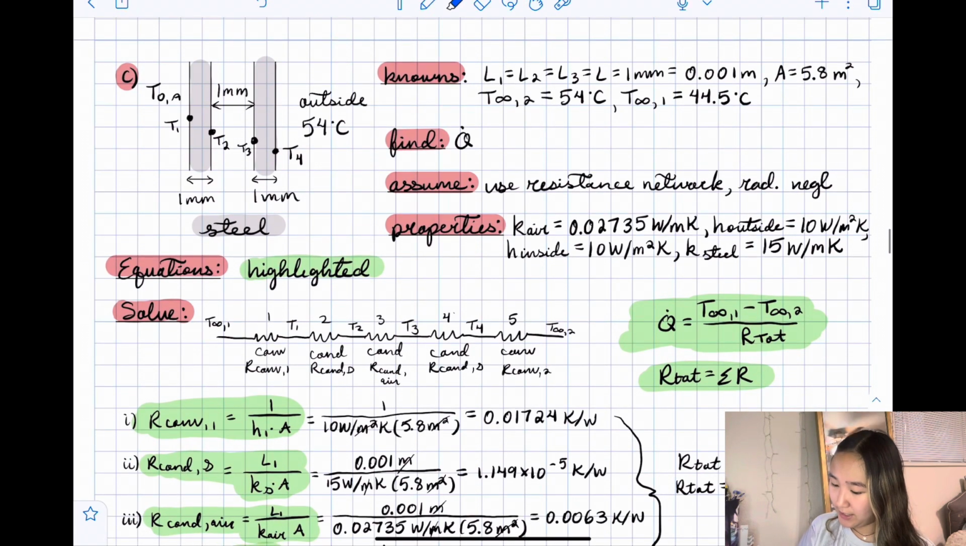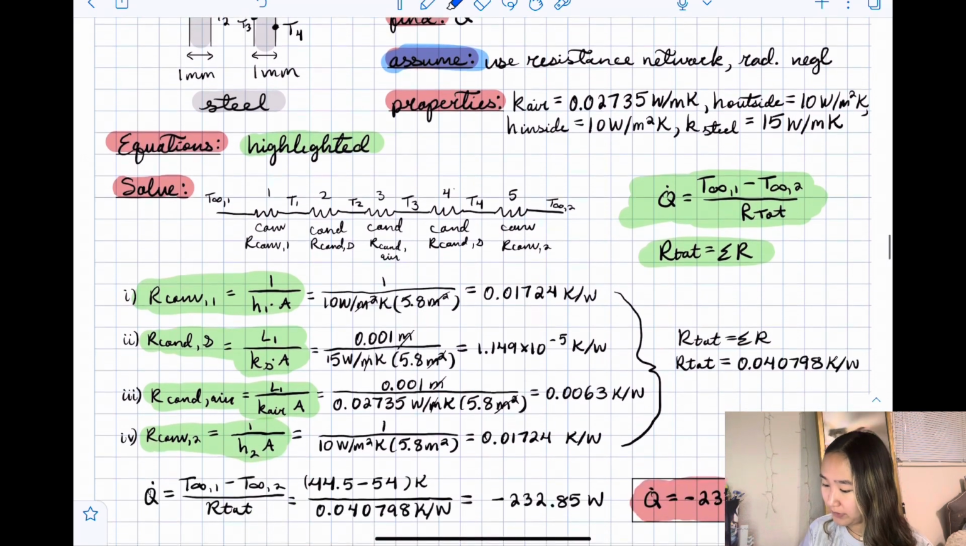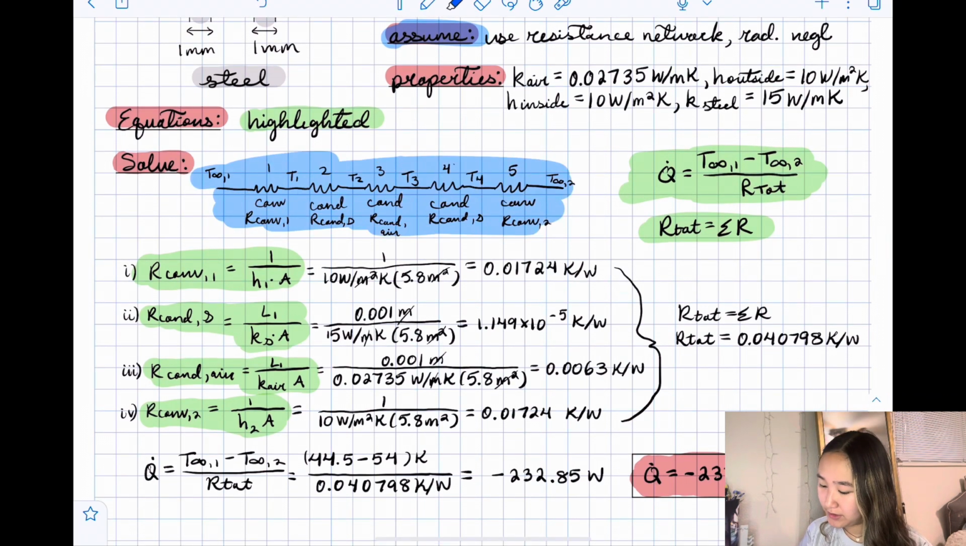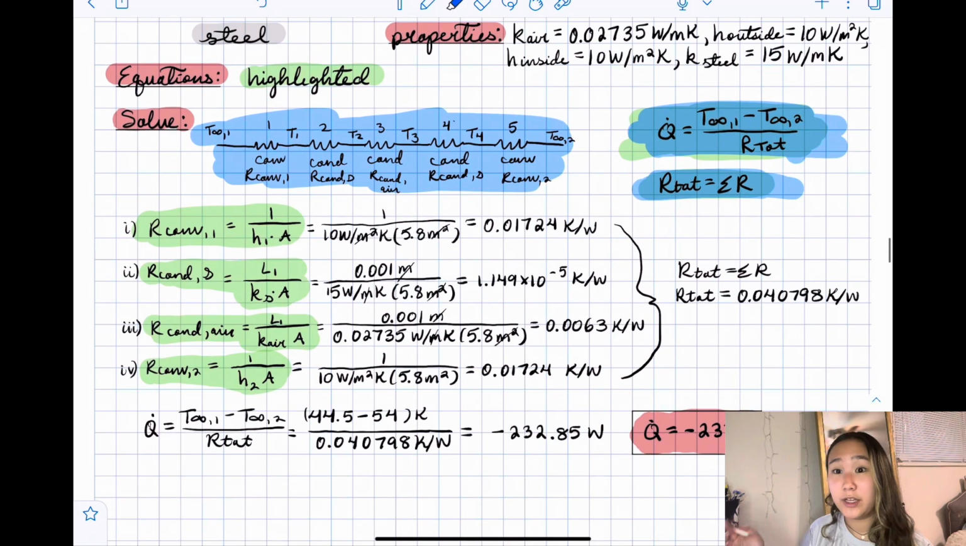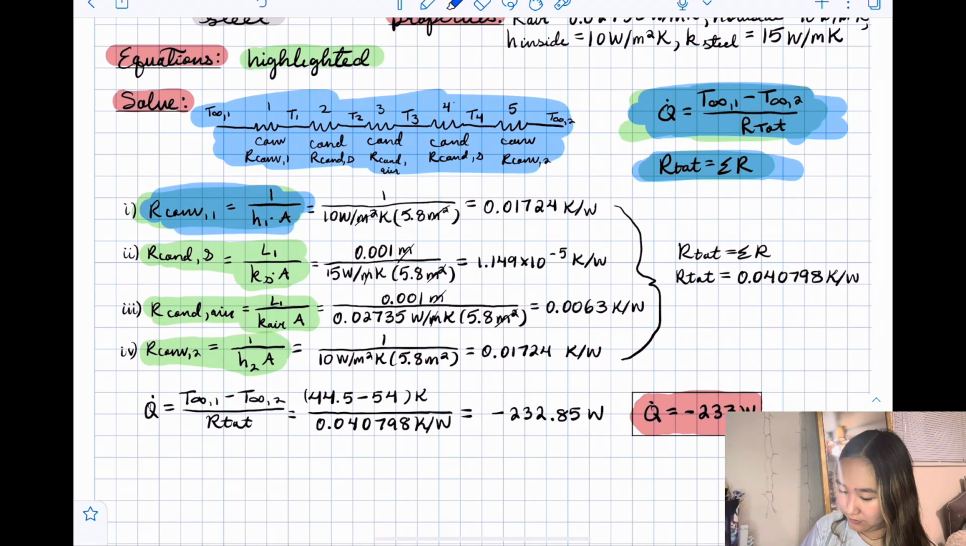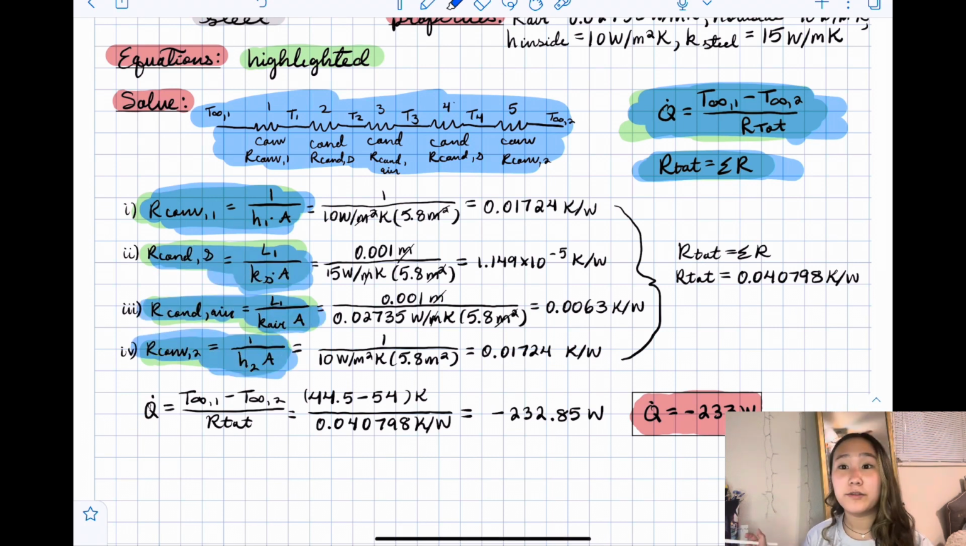For part C, here's the resistance network. Assume to use a resistance network and that radiation is negligible. So here's my little diagram of the resistance network and the two main equations that you have to use to find the total heat transfer from inside the little car to outside, and all of my R equations. And from there, it was relatively easy to solve.